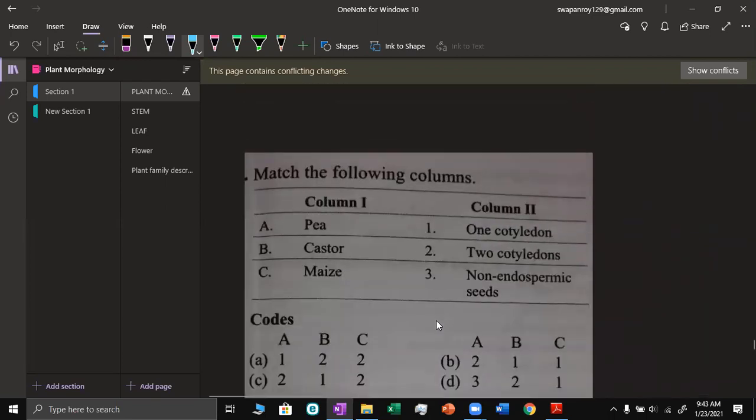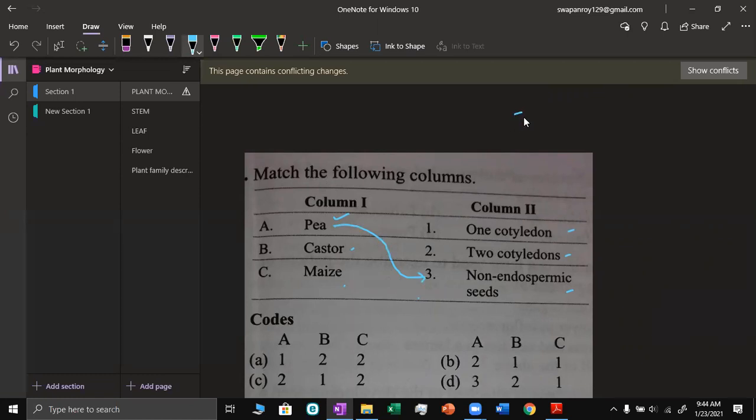Next one is a matching. Match the following columns. One side is the name of the plant. The other side, of course, is related to fruit and seed. Types of P: here pea, castor and maize. Here one cotyledon, two cotyledon, non-endospermic. Say pea is non-endospermic. In pea seed, in a mature seed, we don't get endosperm.